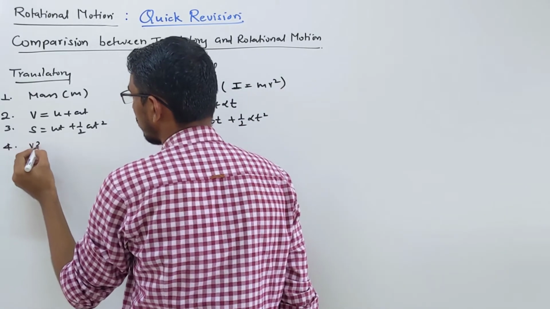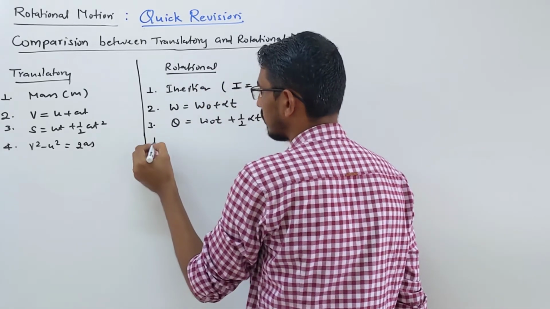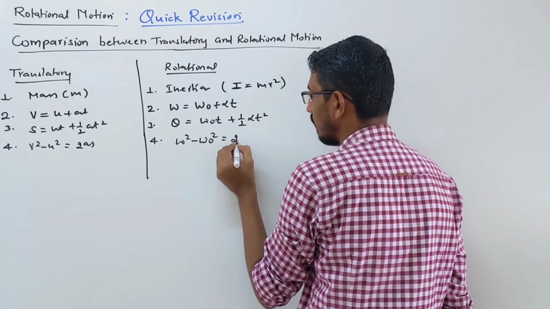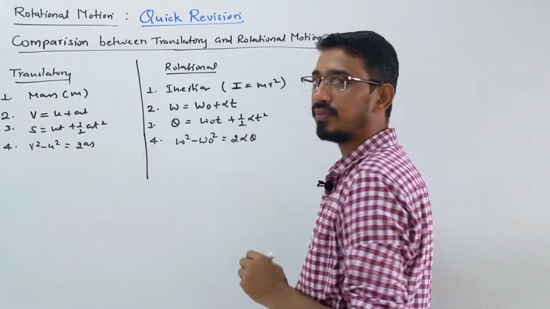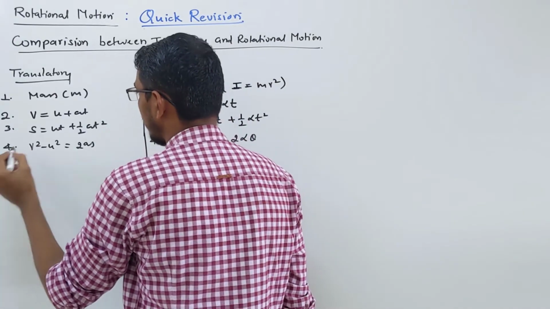Then you write v square minus u square is equal to 2as, right? The same equation you can write here also: omega square minus omega naught square is equal to 2 alpha into theta, correct? Yes. Okay.